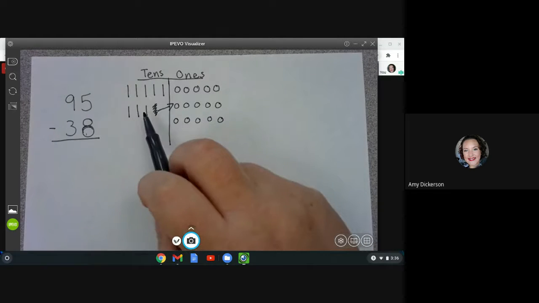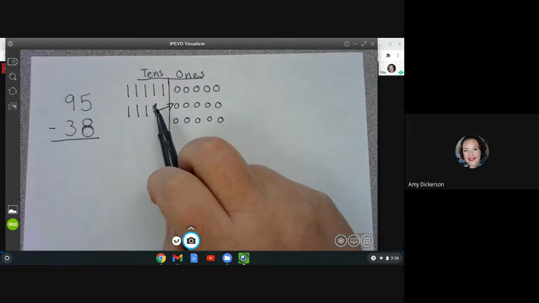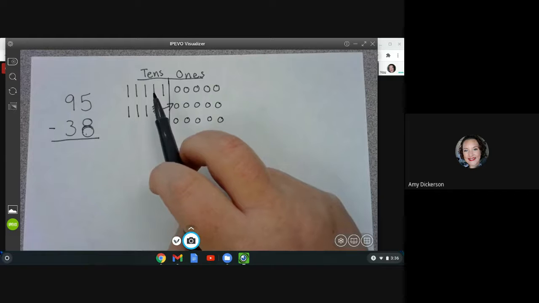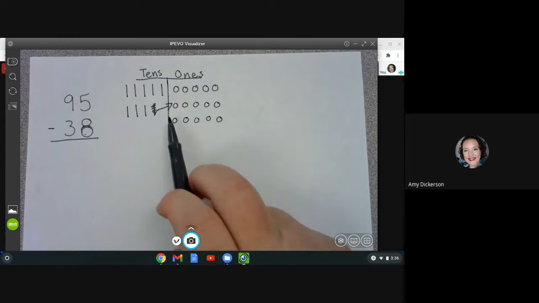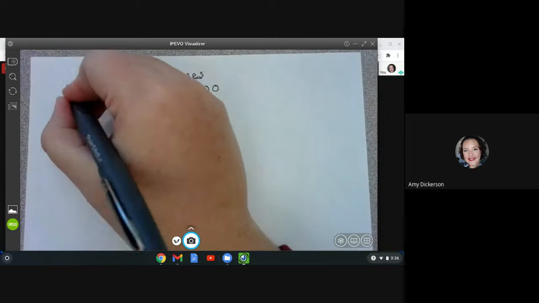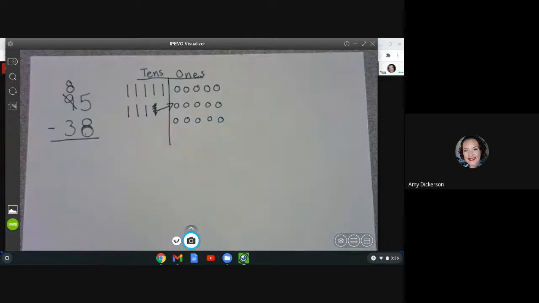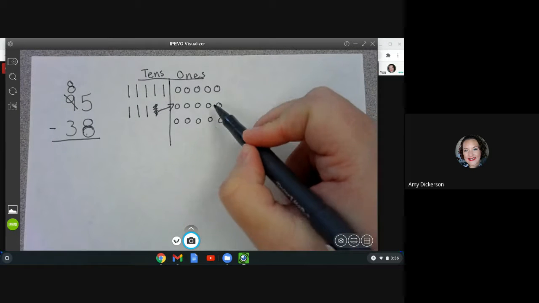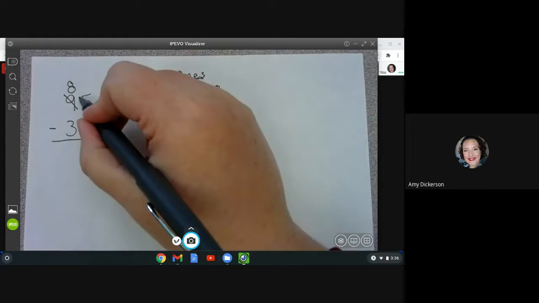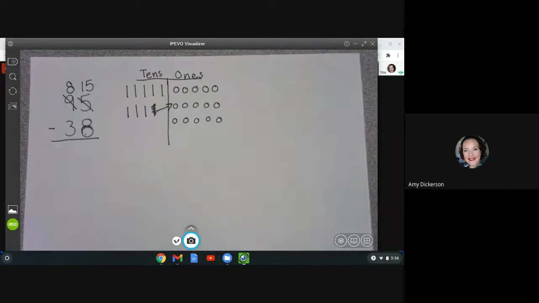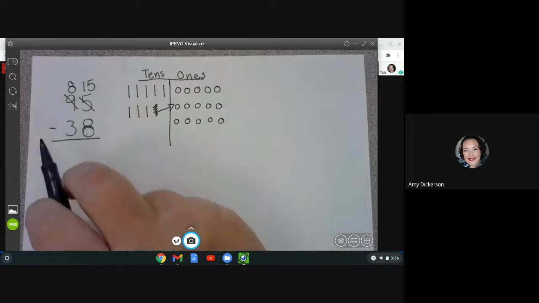But I took a 10, so now I don't have 9 10s. So I need to change my numbers over here to show what I have now. So I took a 10 away, so now I have 8 10s instead of 9. And I don't just have 5 1s anymore. Now I have 15 1s. So I change the 5 to a 15. Now I can subtract 8.